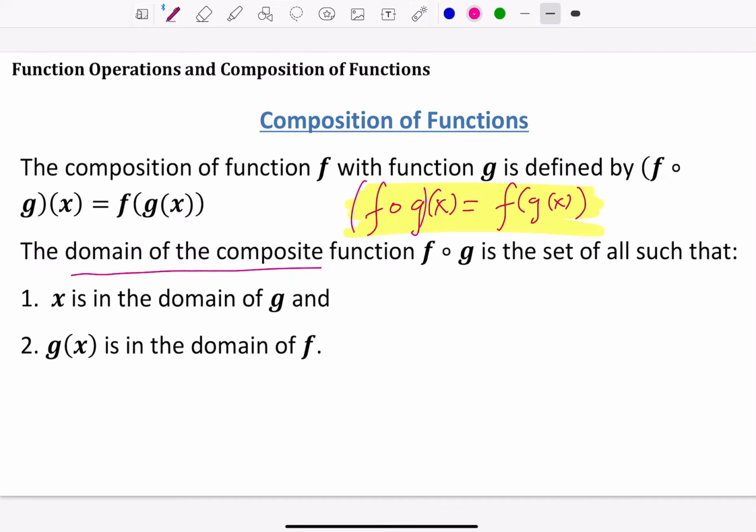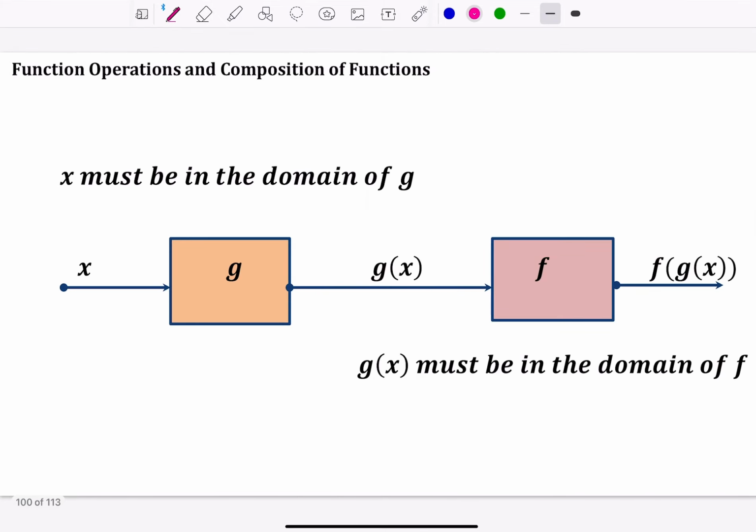The domain of the composite function f of g is the set of all x in the domain of g such that g of x is in the domain of f. So we have to exclude any values that are not in the domain of g, and then we also have to exclude any values that are not in the domain of the f of g of x function. So x must be in the domain of g and g of x must be in the domain of f. Then that would be the domain of f of g of x.